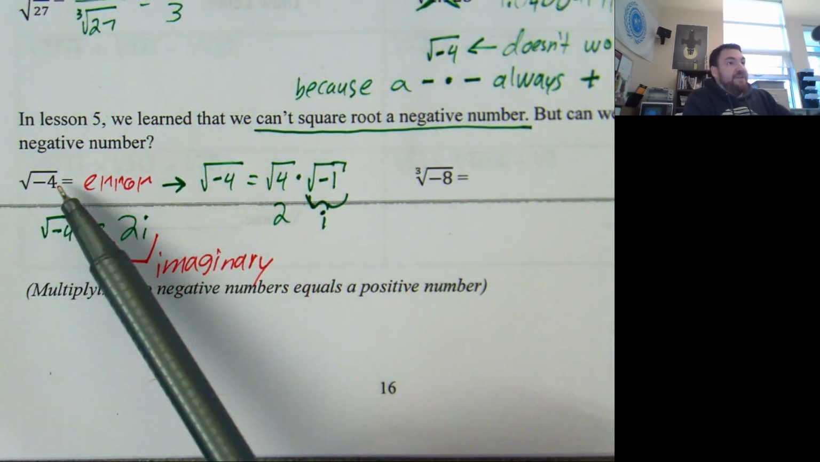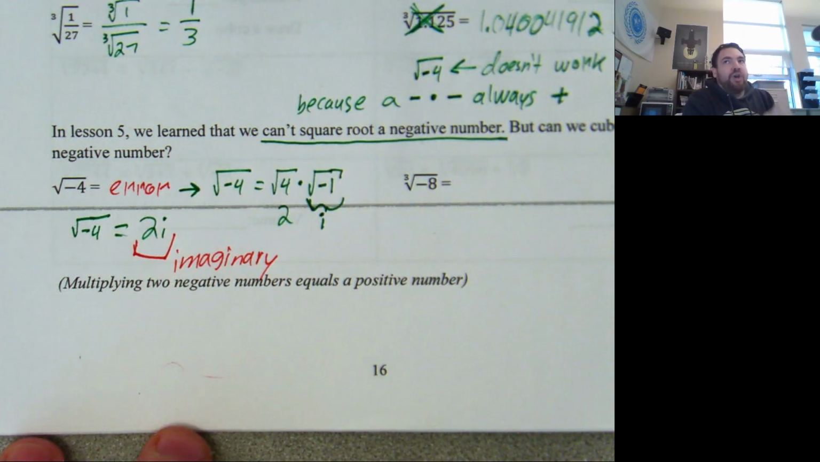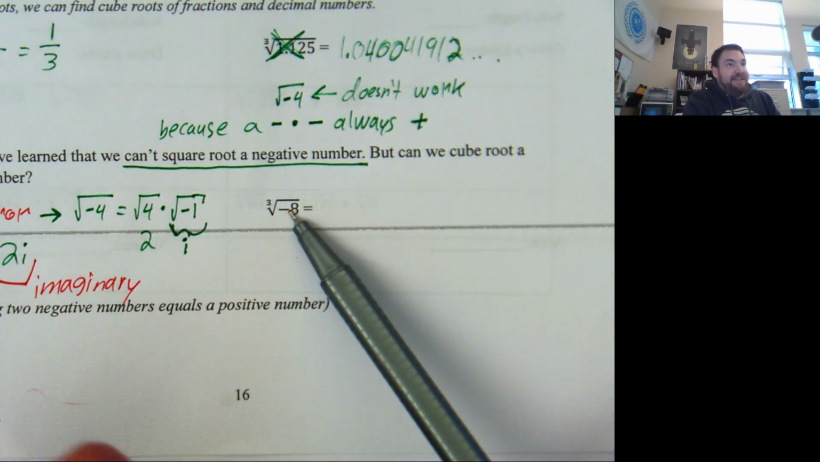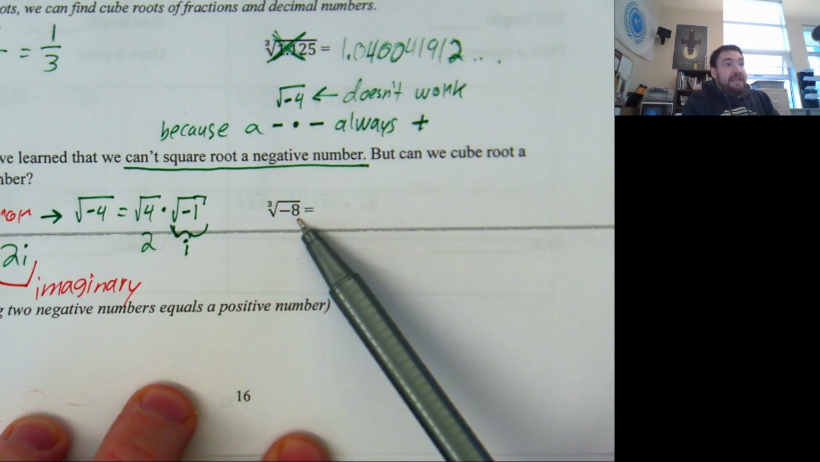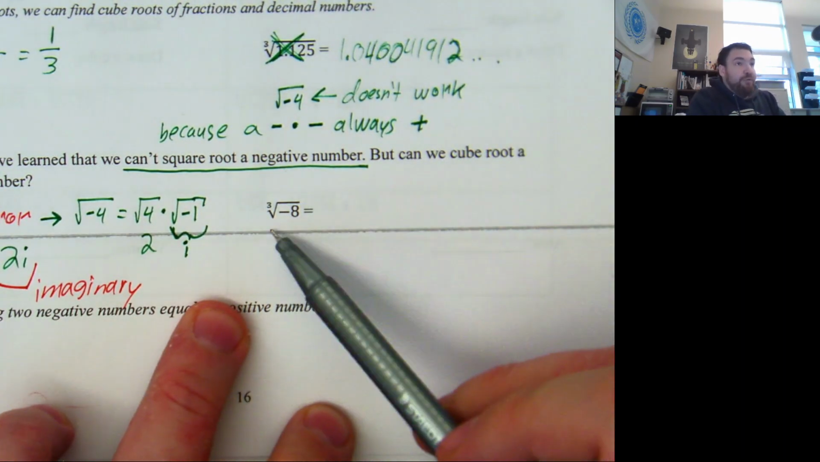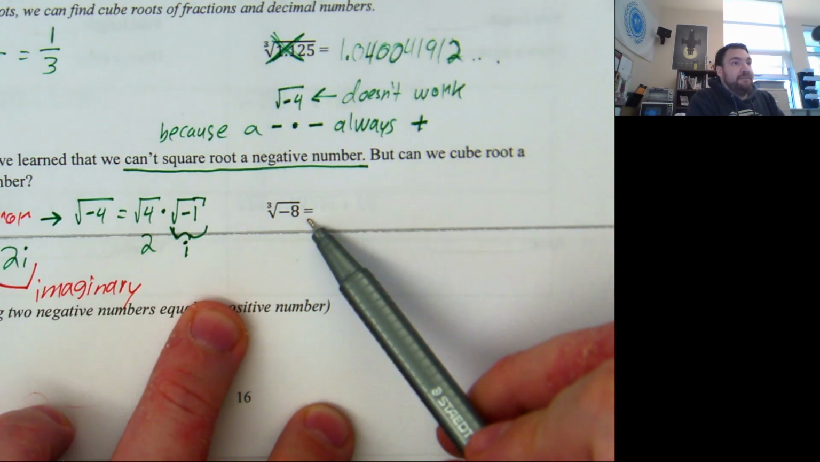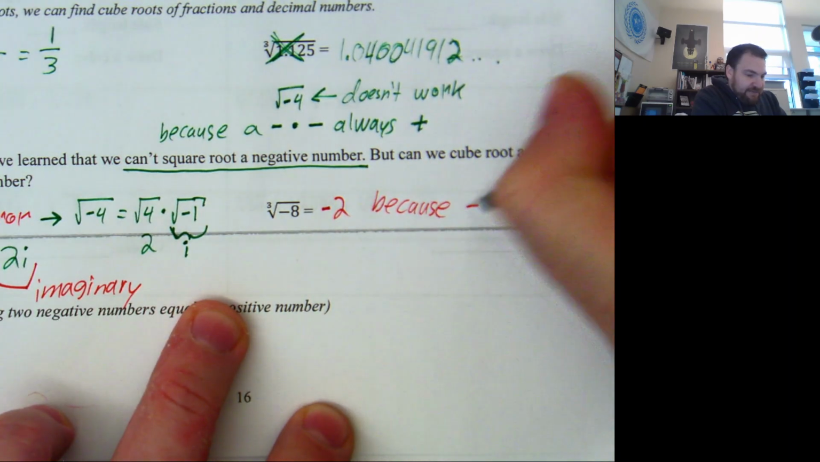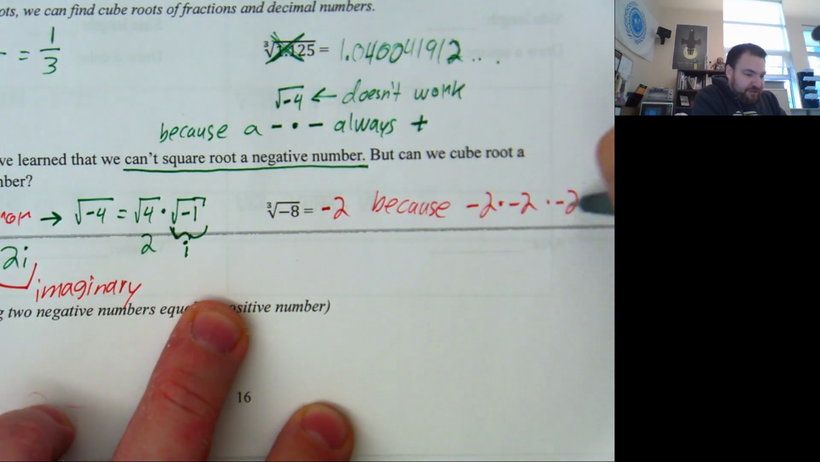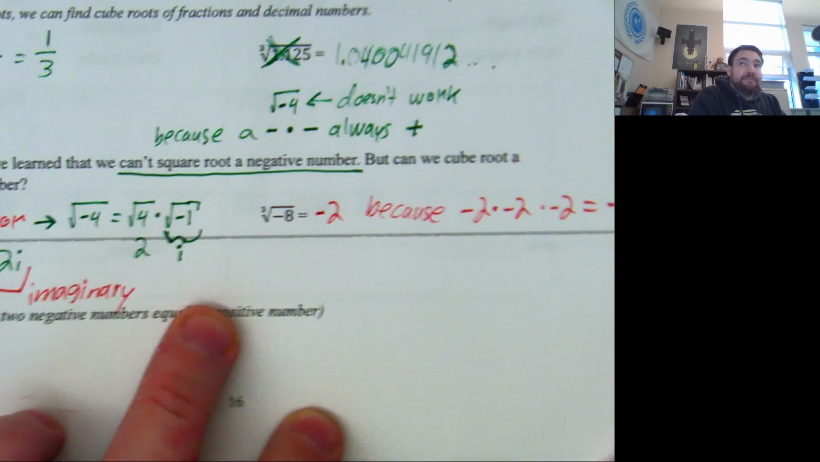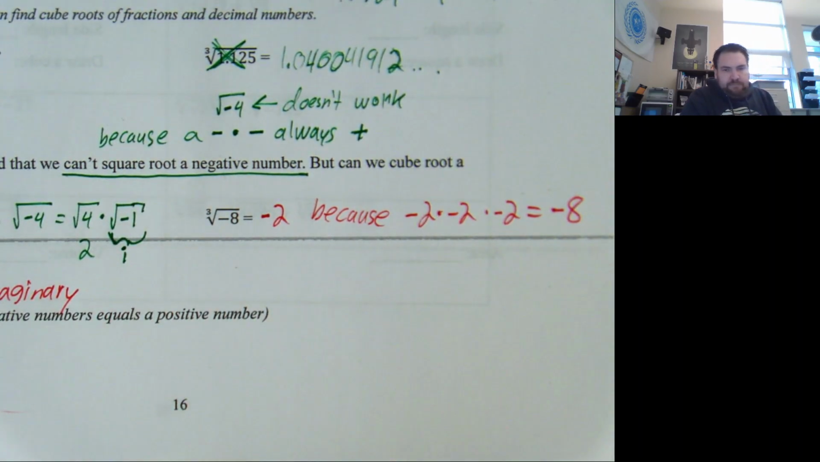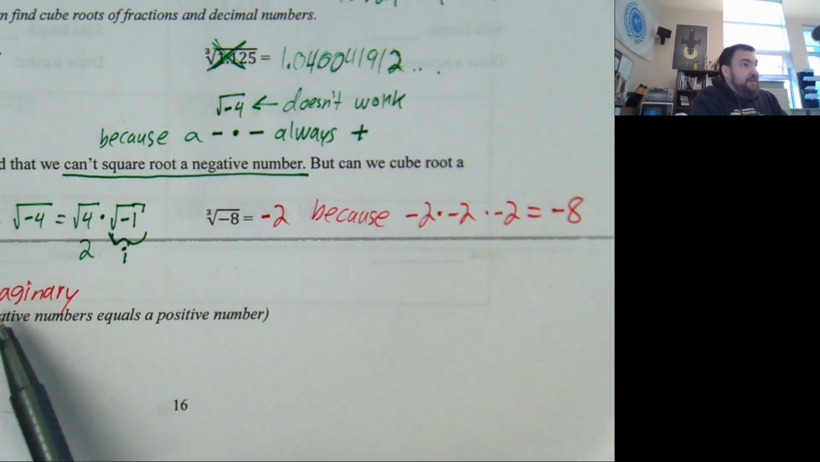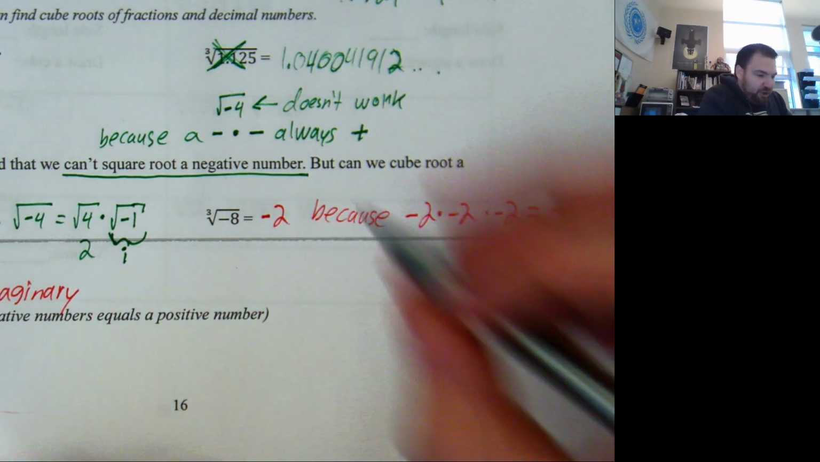So square roots of negative numbers conventionally don't work. But how about cube roots? Can I multiply a number by itself 3 times and get a negative number? Yeah. The cube root, rather, of negative 8 is going to be what? Negative 2. Because negative 2 times negative 2 times negative 2 equals negative 8. Multiplying two negative numbers equals a positive every time, so that's why we developed this field of imaginary numbers. This will always work.